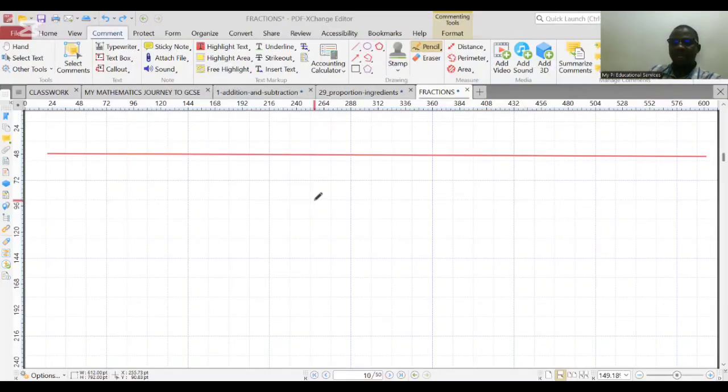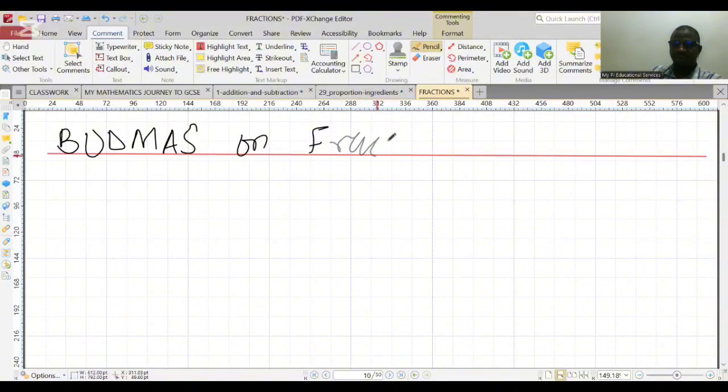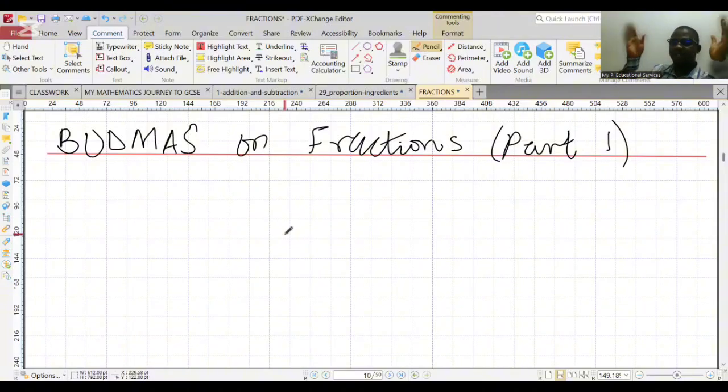And the topic we'll be looking at is called Bodmas on fraction. So this will be part 1. At the end of this lesson, you should be able to simplify fractions that involve mixed operations.